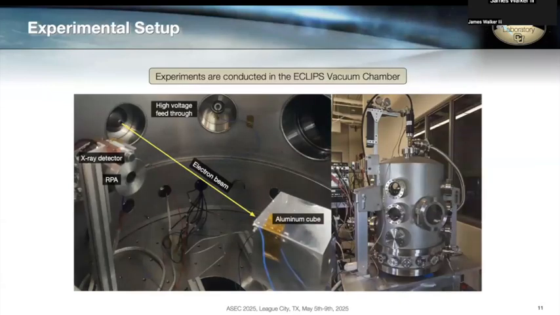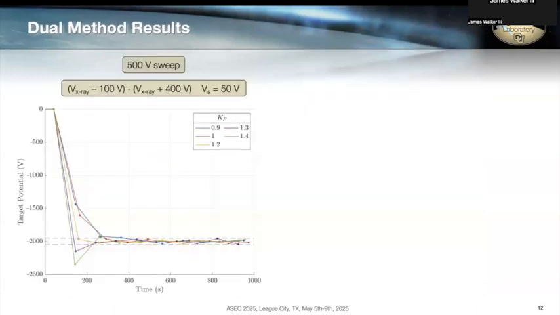This is a primarily experimental presentation, so these experiments were conducted in the Eclipse vacuum chamber at the ABF lab at CU Boulder. And you can see the experimental setup here with our X-ray detector, our RPA, and our electron gun. So first, we integrated this dual method into our active charge control. We performed a 500 voltage sweep, so minus 100 volts and plus 400 volts from our X-ray method value with a step size of 50 volts.